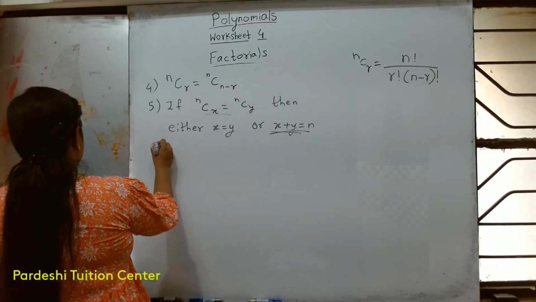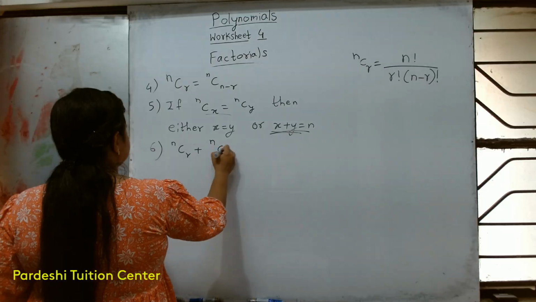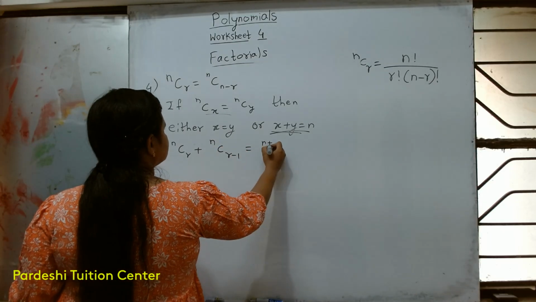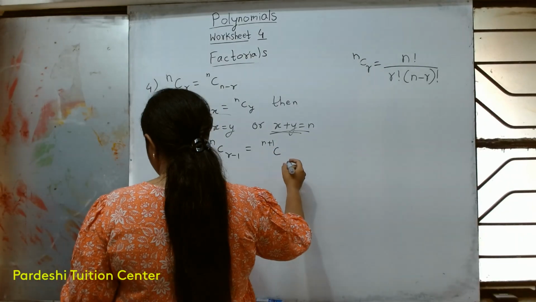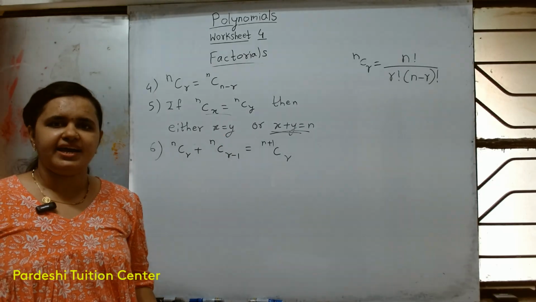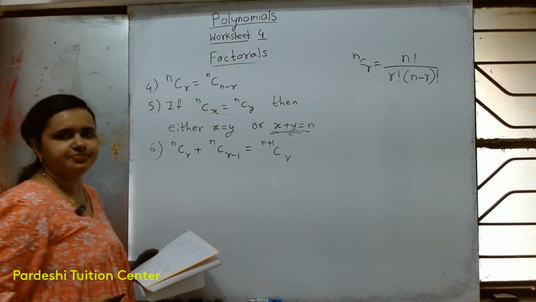Now, the sixth one is nCr plus nC(r minus 1) is equal to (n plus 1)Cr, okay. You can just put in the values of n and r and you can check whether this is equal to this one, okay.